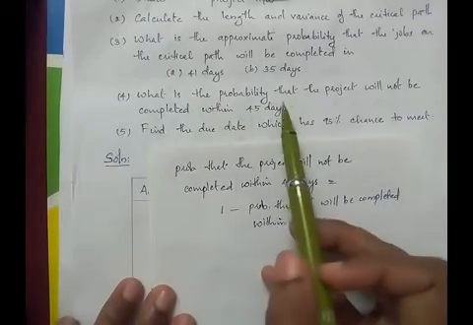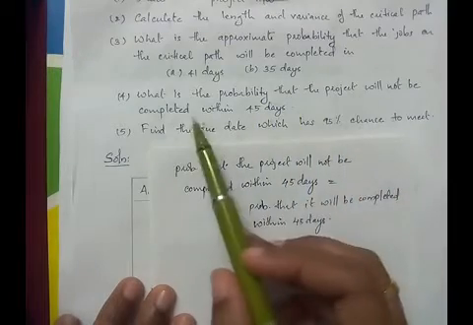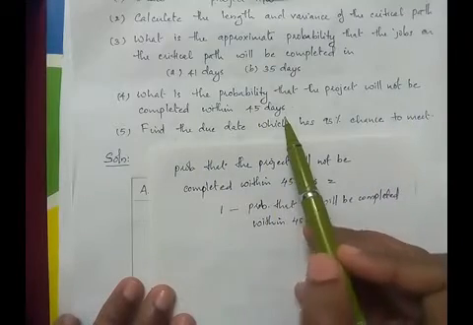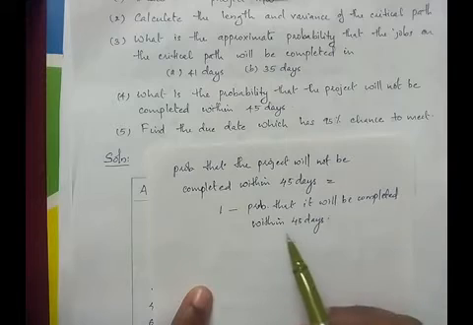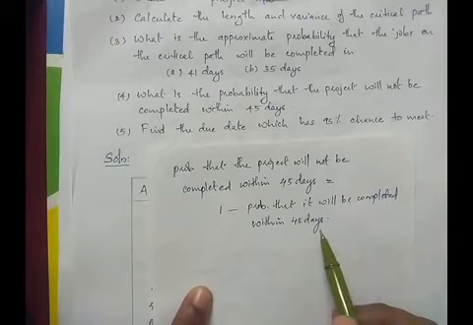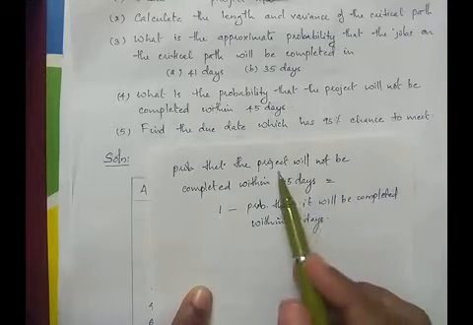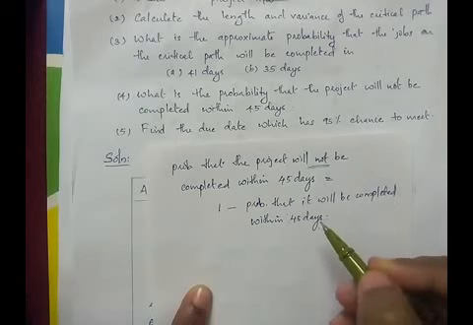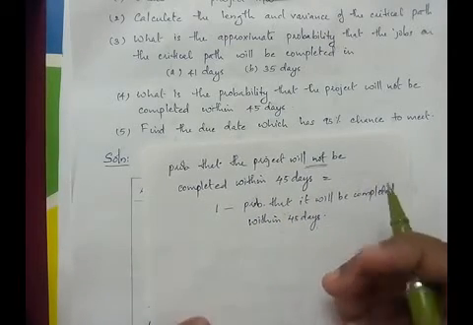Now to find the next part of the question, the probability that the project will not be completed within 45 days. For that, we first have to find the probability that it will be completed within 45 days, and subtract that from 1 to get the probability that the project will not be completed within 45 days. We are using this formula since the total probability is 1.